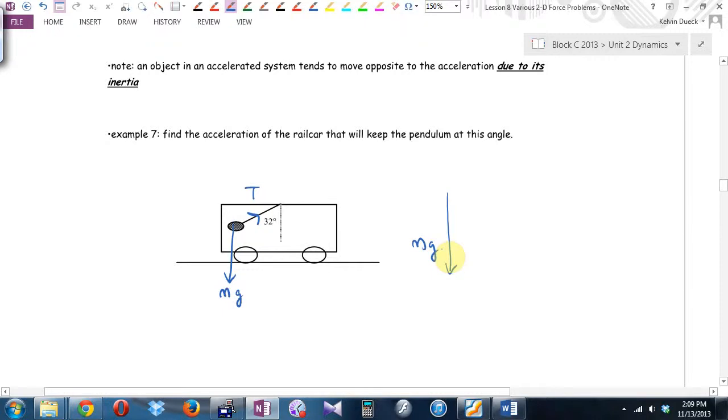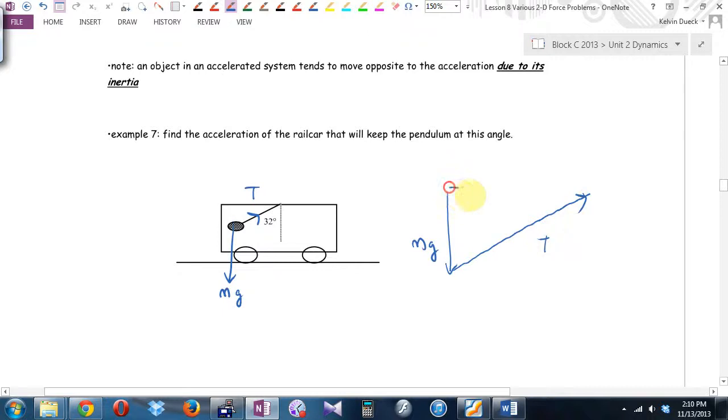Then it looks like tension goes up to the right at an angle. Now, what direction is this car accelerating? Exactly, horizontally. What direction is my net force, therefore? Exactly, horizontally. Which means, tell me when to stop drawing tension. Right there.